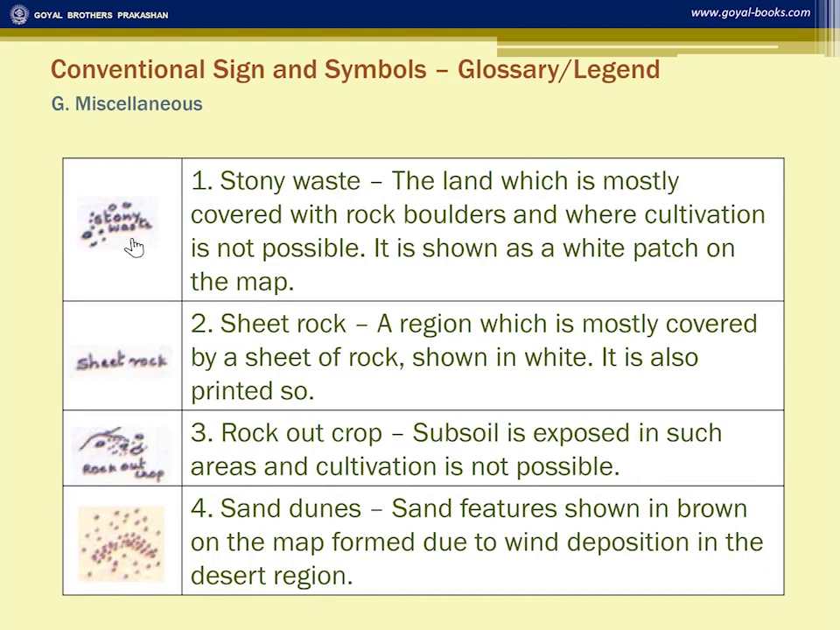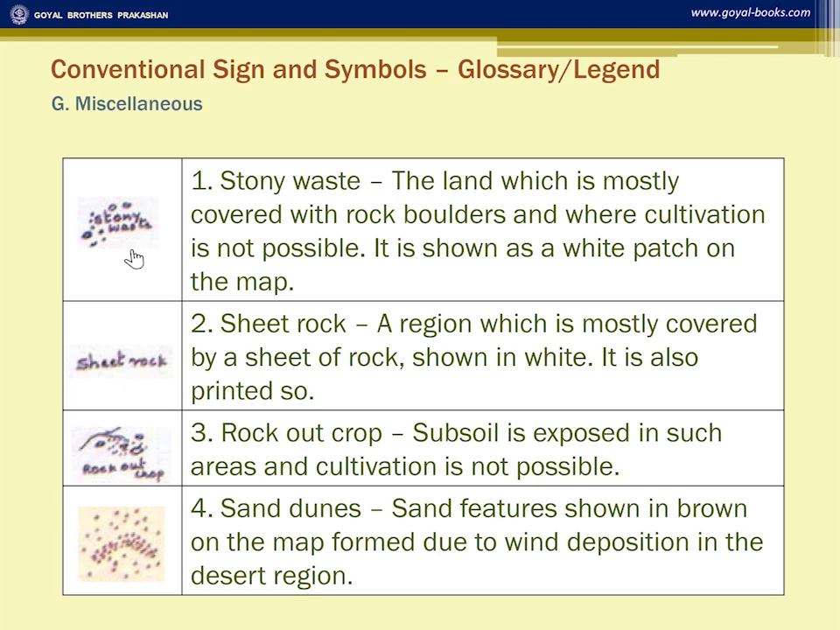Now, sometimes you see these terms: stony waste, sheet rock, rock outcrop, sand dunes. Rock outcrop is written there in the same wording. Sheet rock is written there. What does it mean? You must remember to study this in detail, learn it by heart. The land which is mostly covered with rock boulders and where cultivation is not possible is shown as a white patch on the map. Generally, you will see this area is not cultivable.